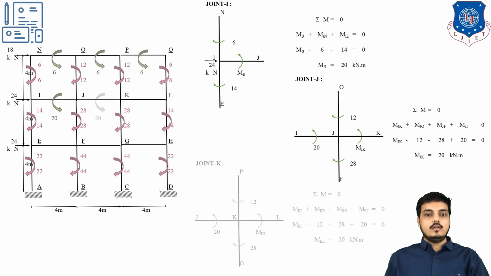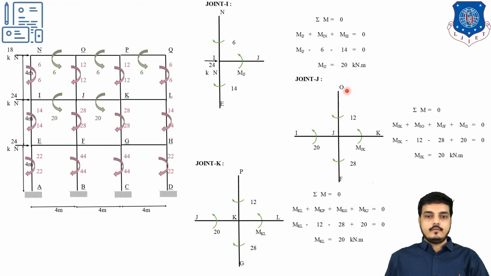Similarly, one by one, we will be finding out the moments. So look one more time. This is my I junction. Adjoining members are I2J, I2N and I2E. For the column moments, we have already found out this is MOT. Just this needs to be found out, MIJ. So MIJ is coming out to be 20. How? 6 plus 14 is nothing but 20. So MIJ equals 20.